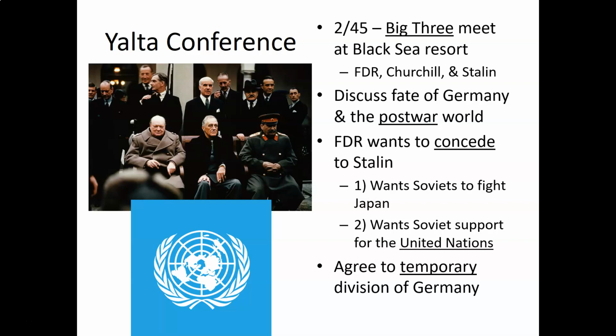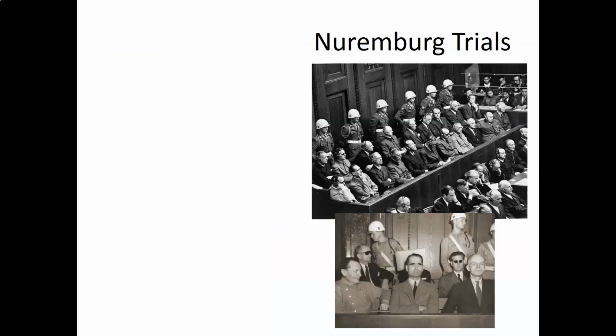And FDR wants to concede to Stalin, but Churchill doesn't want to. The reason why FDR wants to concede to Stalin at least a little bit is he wants the Soviets to help the United States in fighting Japan, because the atomic bomb's not ready yet, and he doesn't necessarily know if it's going to be, or even if he wants to use it. And so he needs the Soviet support. He also wants Soviet support for starting the United Nations, basically an improvement on the League of Nations. But they agreed to a temporary division of Germany, and this will become more important, and we'll talk more about this temporary division in the next unit.